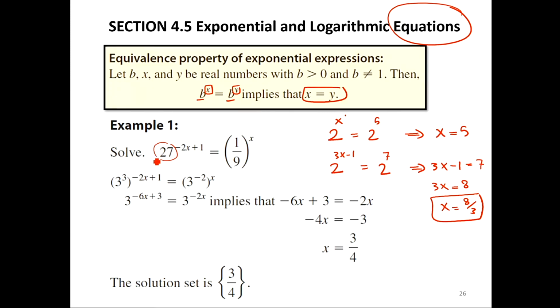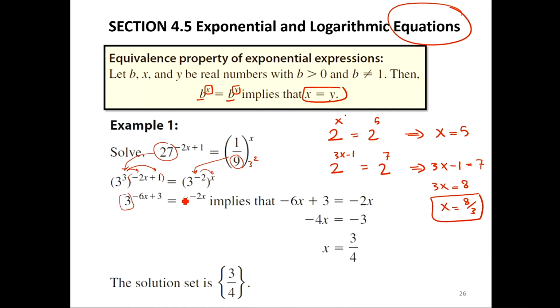Okay, so 27 convert it to 3 to the power 3, and 1 over 9 convert to 3 to the power negative 2, because 9 is 3 squared, and moving 3 squared from the denominator to the numerator, we have a negative exponent: 3 to the power negative 2. Power of a product: multiply the powers, so we have 3 multiply by minus 2 is minus 6, 3 multiply by 1 is 3, and minus 2 multiply by x is minus 2x.